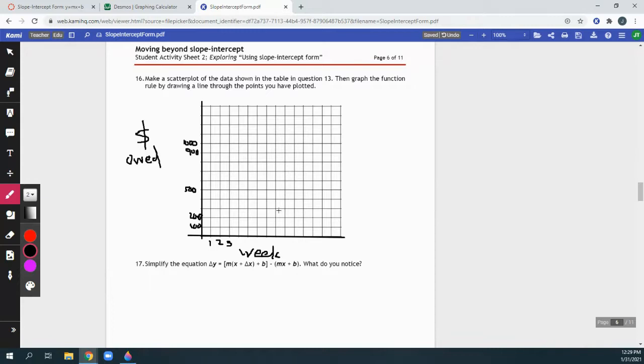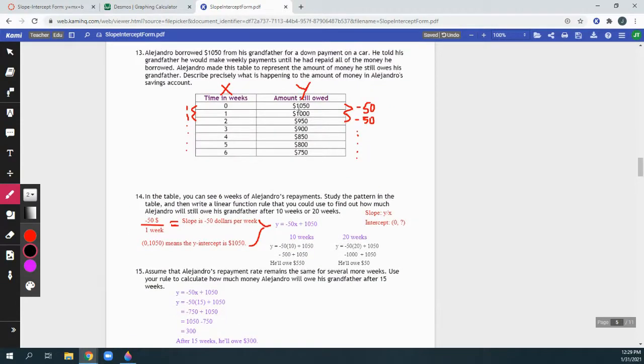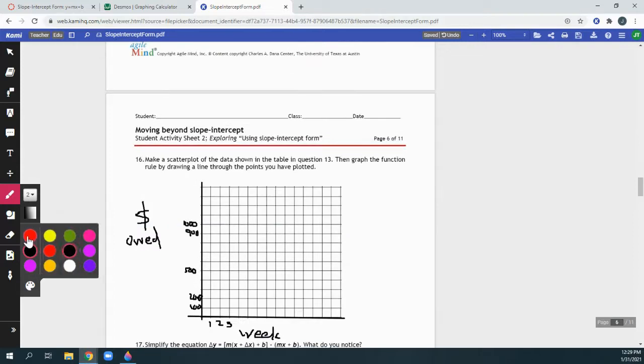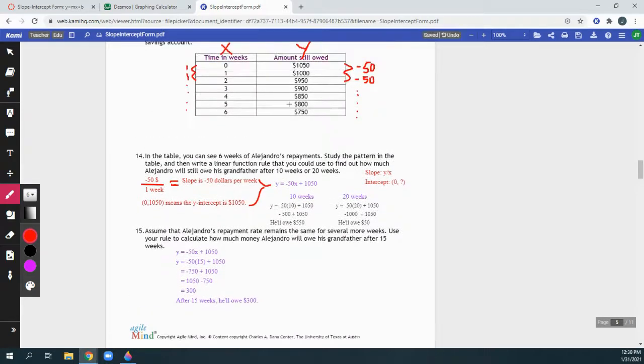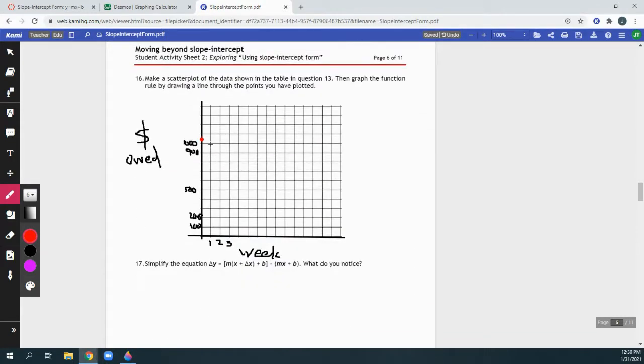Okay, so now we've got this. We're going to graph some points. 1050, 0 weeks. What does that look like? That's 1050 is right here. 0 weeks is right on the edge. Should look like this. And then 1,000 during week 1. And 950 during week 2. And 900 during week 3. And 850 during week 4. Hope it gets to the end.